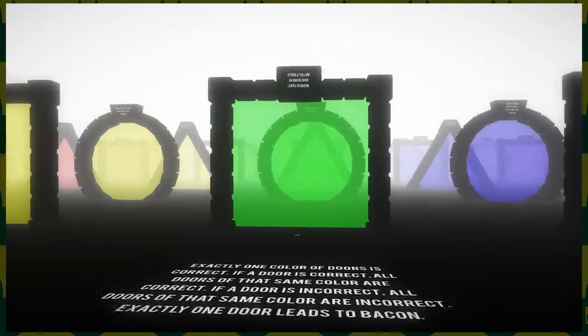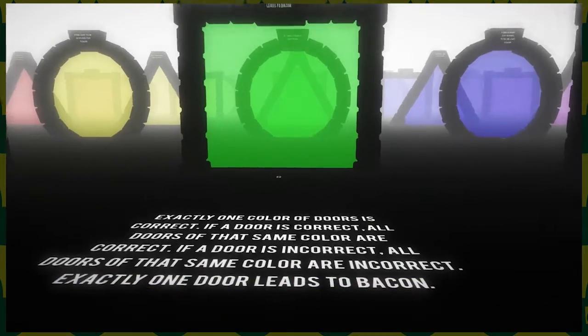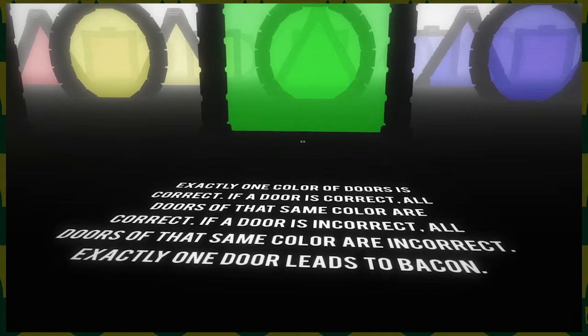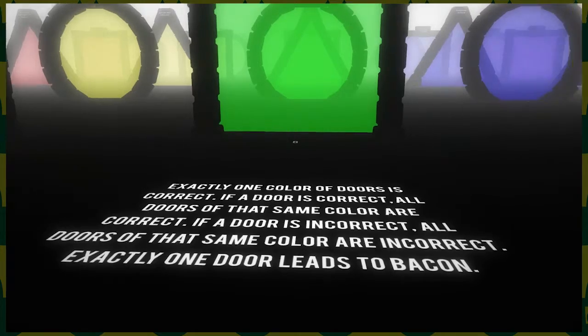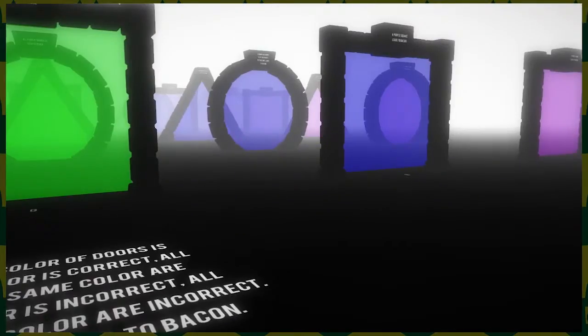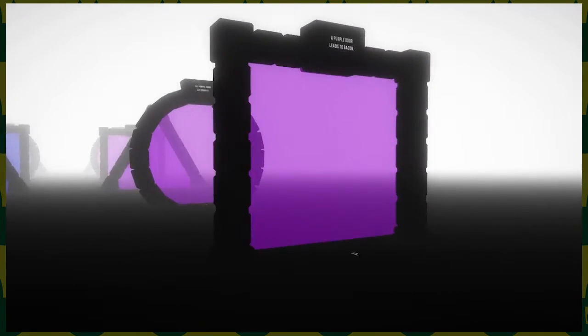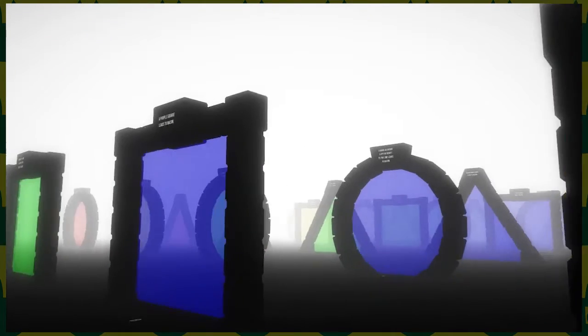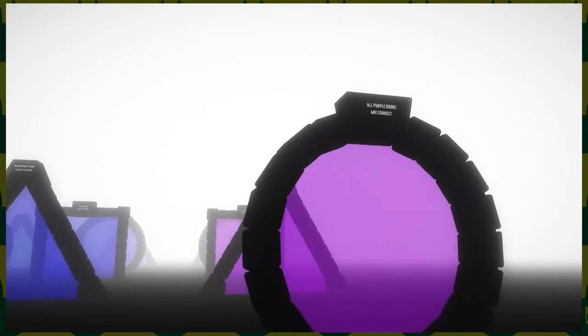Okay. Oh. What is this? What is this? Exactly one color of doors is correct. If a door is correct, all doors of that same color are correct. If a door is incorrect, all doors of that same color are incorrect. Exactly one door leads to Bacon. Are you serious? A purple door leads to Bacon. All purple doors are correct. Wait. This is the color ones, right? Yes.